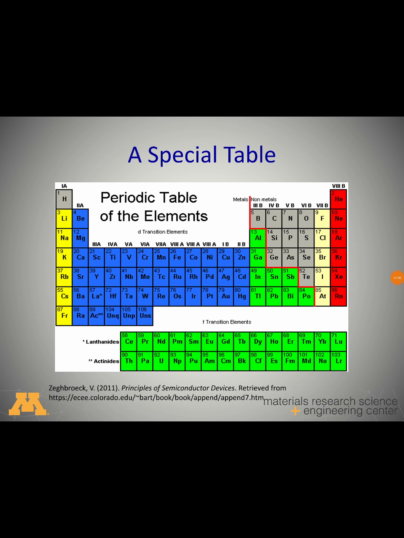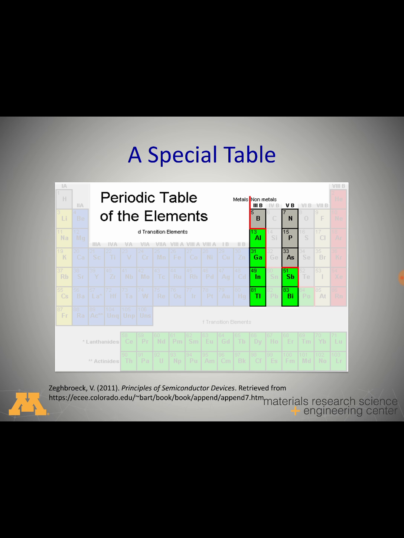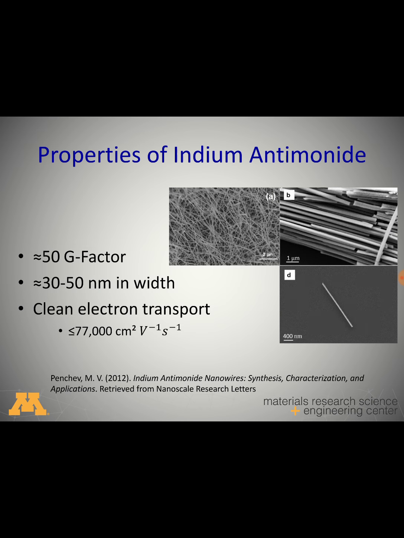All right, so here we have a periodic table. Now I don't mean to sound sarcastic here, but I'm going to highlight these two groups here, Group 3 and Group 5. We're also going to highlight what's green here, element number 49 and number 51. Now these are metalloids in particular, so basically metals that have semiconductor properties.